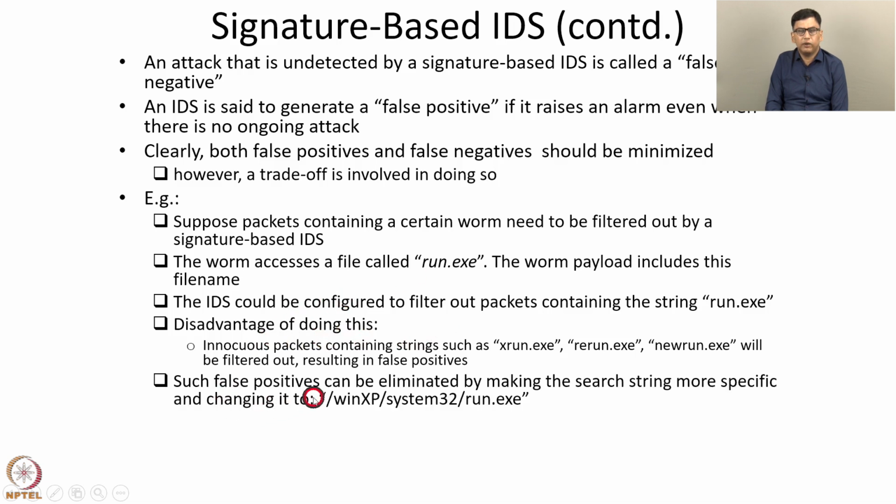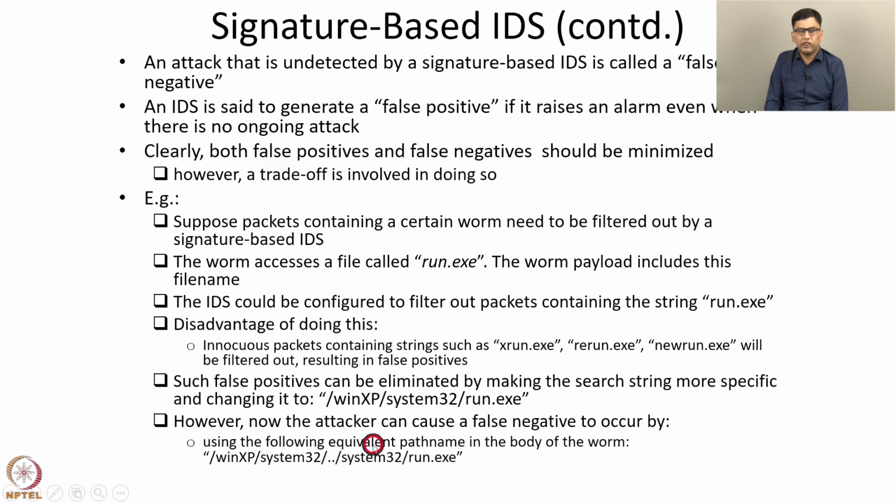Such false positives can be eliminated by making the search string more specific and changing it to the full path name, that is /winxp/system32/run.exe. But now the attacker can cause a false negative to occur by using an equivalent path name in the body of the worm, that is /winxp/system32/../system32/run.exe, where .. refers to the parent directory, and then again system32, and then /run.exe.